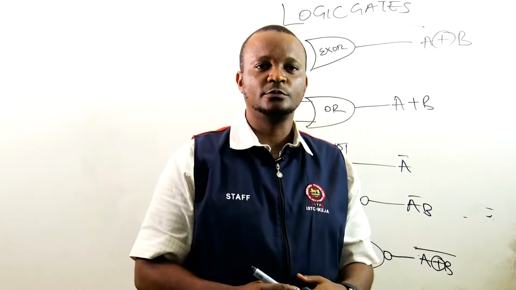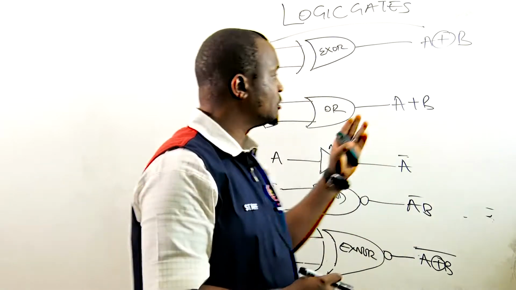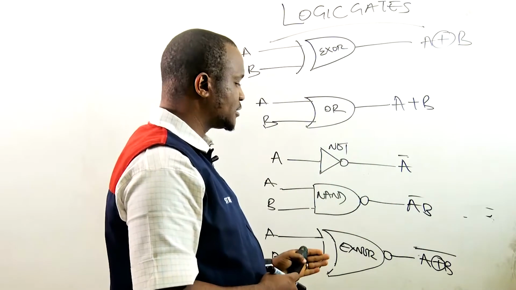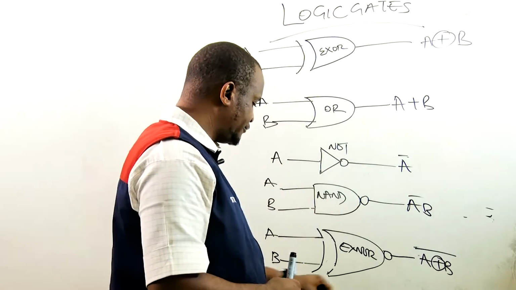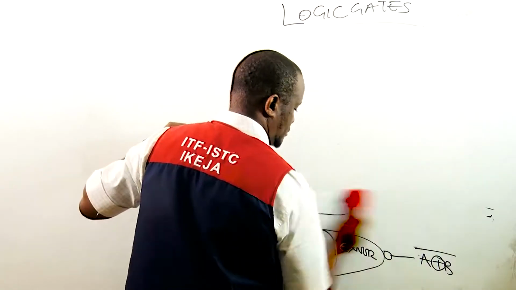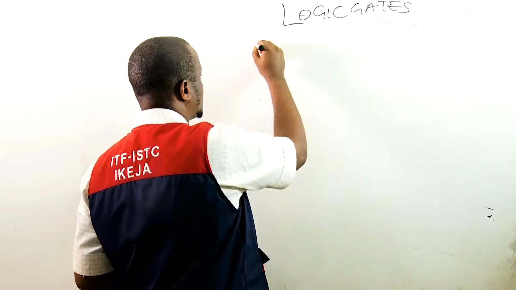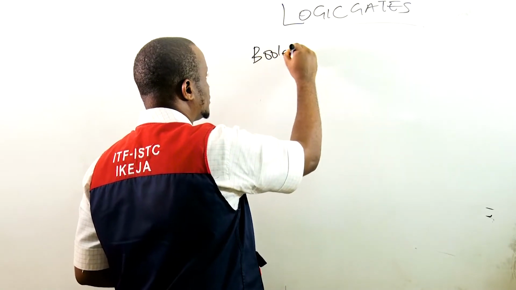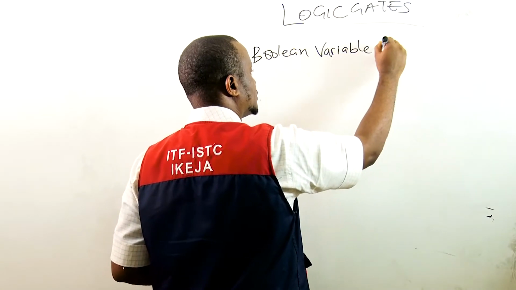Another topic we are going to be looking into is the Boolean variable and the truth table. Because under these logic gates, there's what we call the truth table, and then the Boolean variables. So that's what we're going to be looking at next. Boolean variables and truth table.